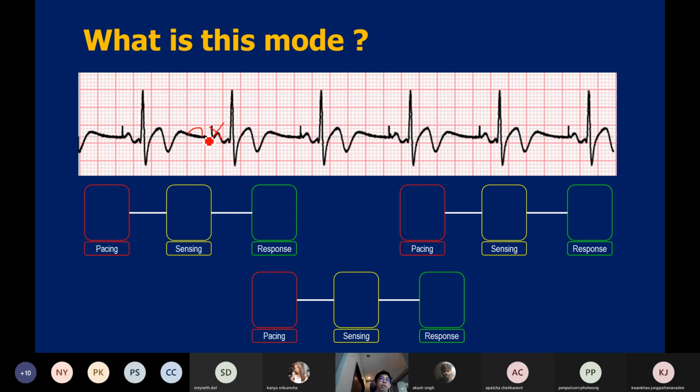Inhibit is when you see the intrinsic beat, it does not generate the pacing signal. But if it is a trigger, if it sees the intrinsic beat here, so assuming that this is a P wave and this is QRS, and you have a lead in the atrium, the trigger means that if the pacemaker sees this one, it will pace on it.